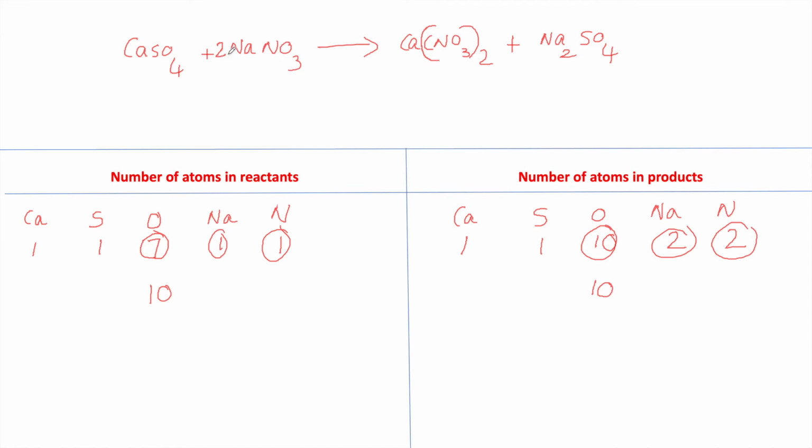Okay. By keeping a 2 here, what about sodium and nitrogen? Sodium, it's 2 now. Nitrogen also, it's 2 now. Okay. And calcium and sulfur, it's already balanced. Okay. Now the equation, it's balanced. This equation is pretty long, but with a number 2, the equation is completely balanced.